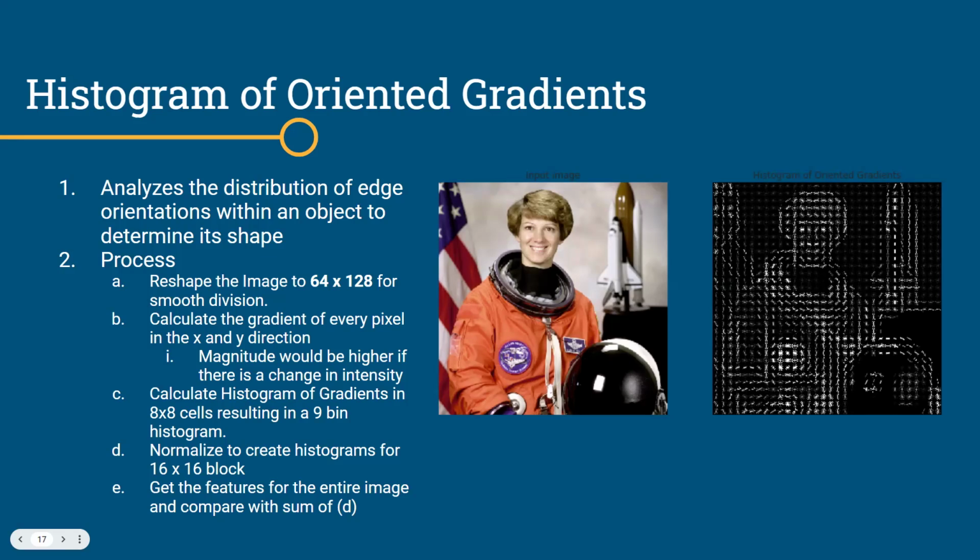Once we reach that point, we're going to get the features for the entire image, and then we're going to compare it to what we've had already. So if our numbers stay the same for the majority of it, that means we have better results. That means our model will be better. If it's not, then you have a little bit of tweaking to do as far as calculating this a bit better. So that's the histogram of oriented gradients.